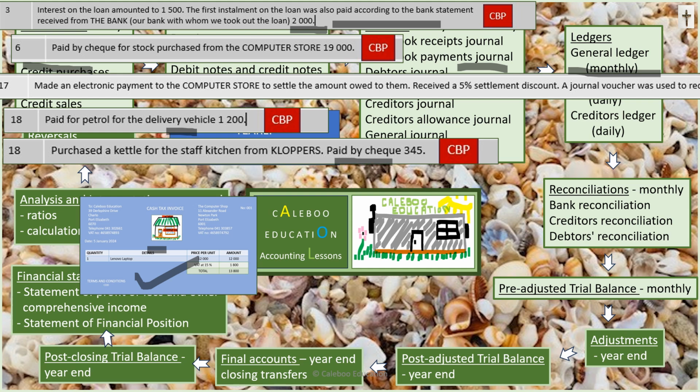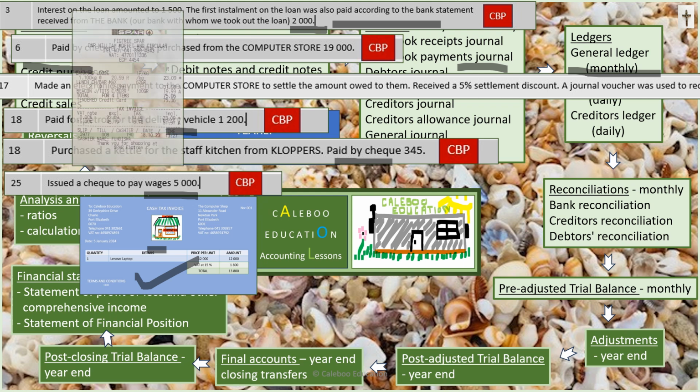So those are examples of transactions which will result in a decrease in our bank balance, and the appropriate journal for these types of transactions is the Cashbook payments, the Cash Payments Journal. So for all these transactions, there's another one, issued a check to pay wages, they all need to be documented.